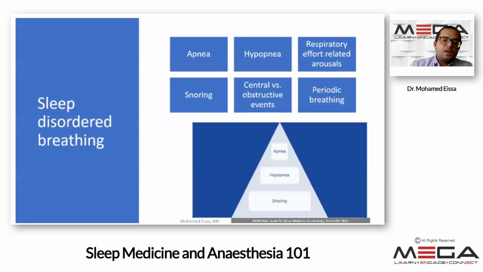Now we'll be talking about sleep disordered breathing, which, as you know, is like a spectrum of disorders, as you see here, with abnormal breathing patterns during sleep. The mildest of them is the respiratory effort arousals or snoring, and the most severe of them is hypopnea and apnea with abnormal gas exchange.